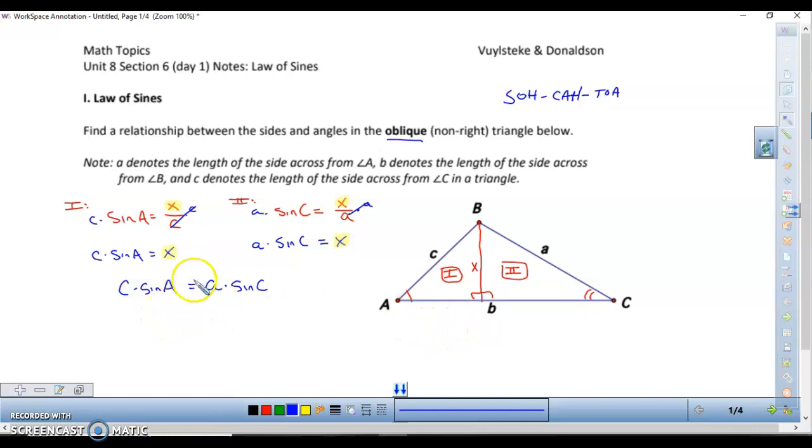But I'm just going to tighten it up a little bit. And the way I'm going to do that is I'm going to now divide both sides of this equation by ac.